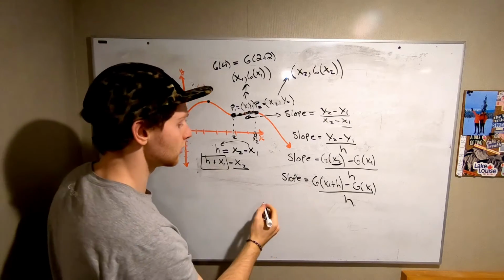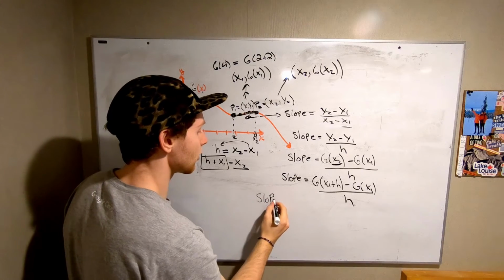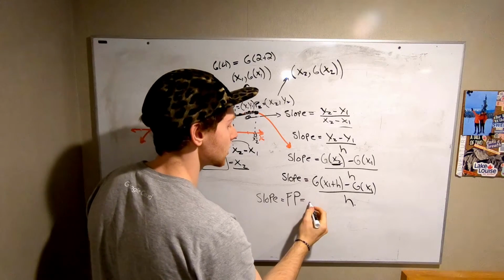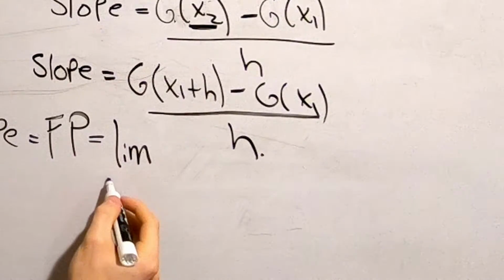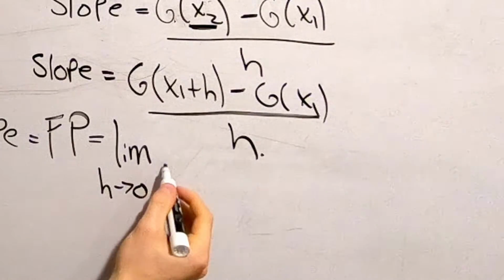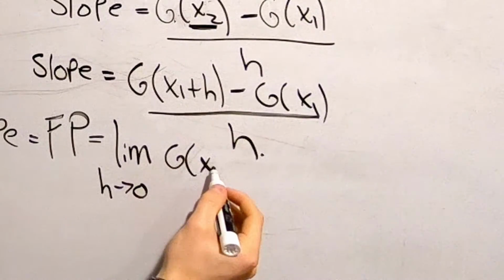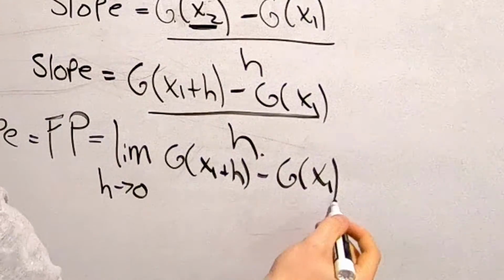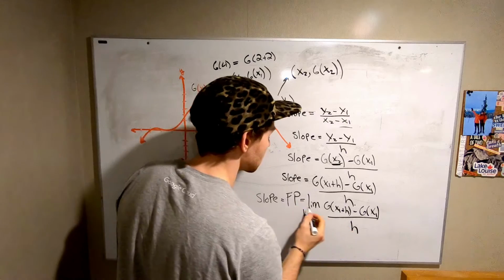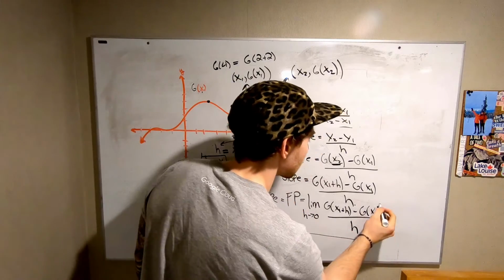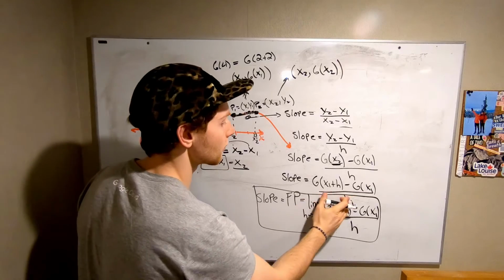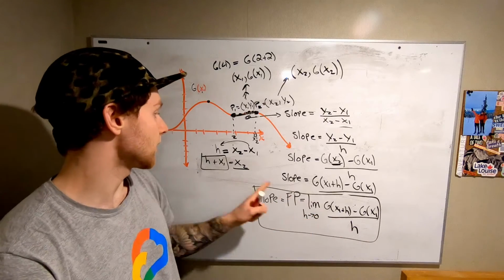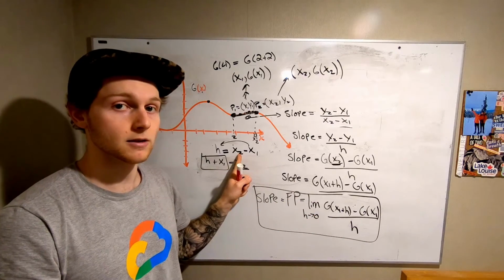So in general, our slope equation, or our first principles equation, FP, is going to be equal to the limit as h goes to 0 of g of x1 plus h minus g of x1 all over h. And so this right here is our first principles equation. And that's how you can remember it, where h is defined as the difference between your two x's.